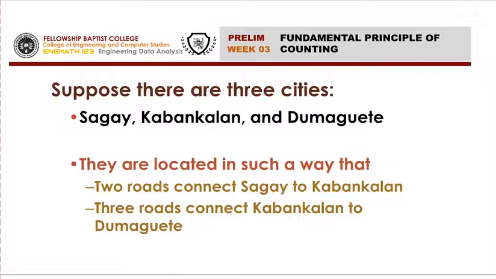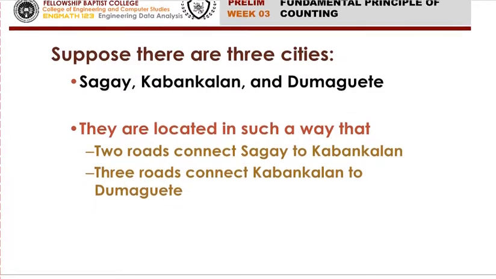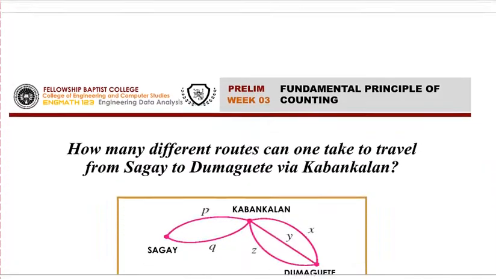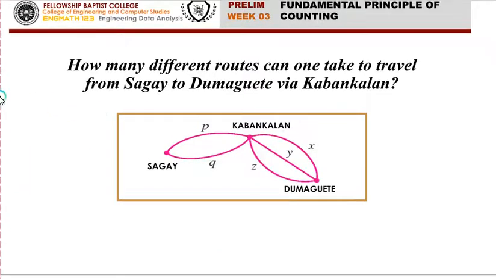Okay, so we have here in our presentation, suppose there are three cities. We have Sagay, we have Cabancalan, and we have Dumaguete City. They are located in such a way that two roads connect Sagay to Cabancalan, and we have three road connections between Cabancalan to Dumaguete. So we have to represent this. We will have this representation from Sagay to Cabancalan. We have two possible options, and from Cabancalan to Dumaguete, we have three possible connections. So we have this one.